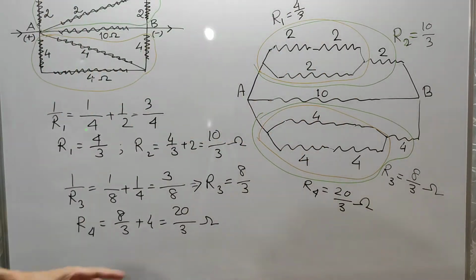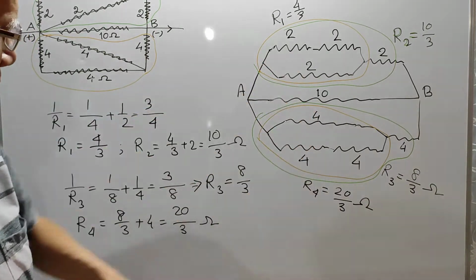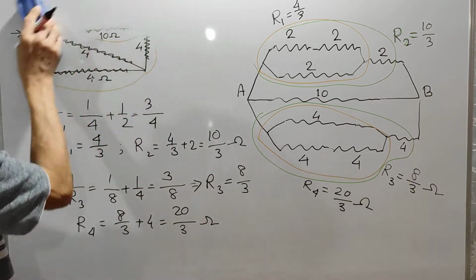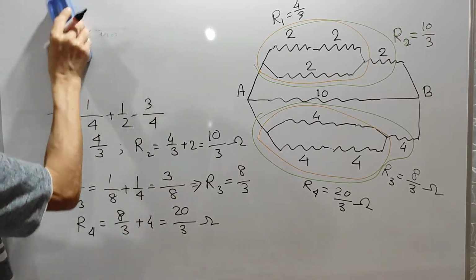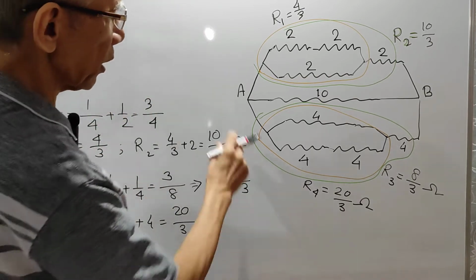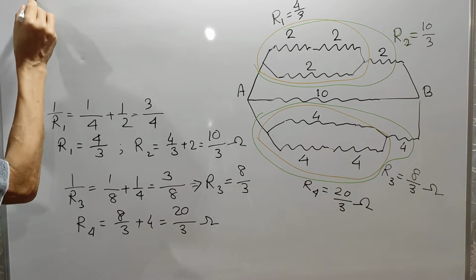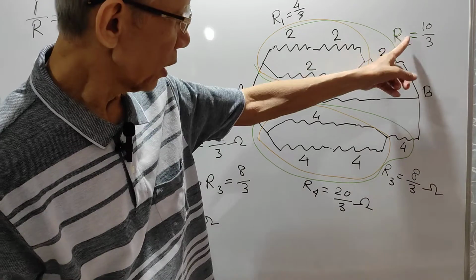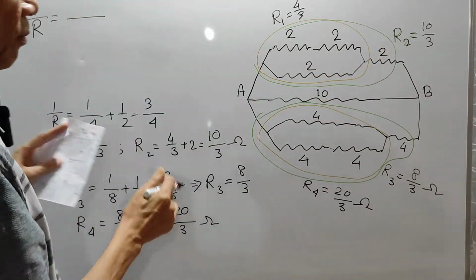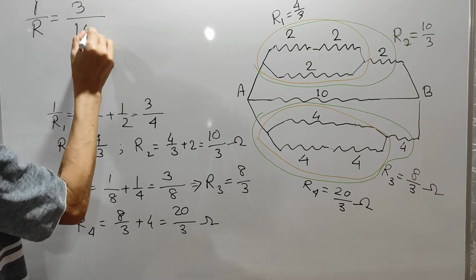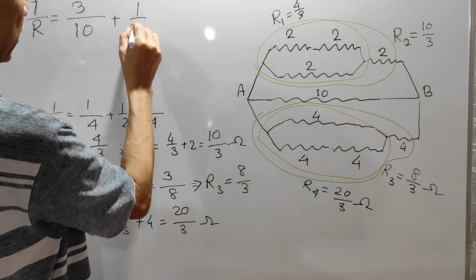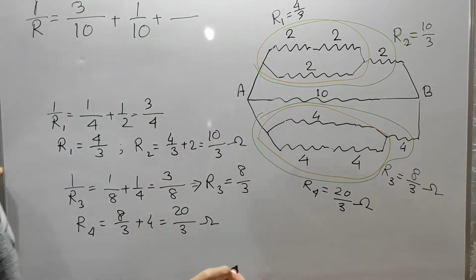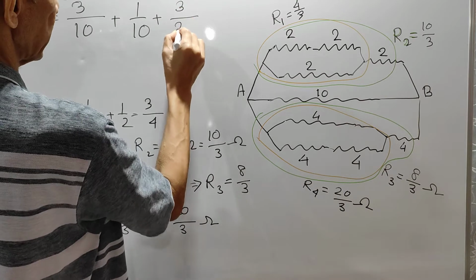Okay. Now let us calculate the whole thing. The upper part is 10 by 3, and below it, this whole group is 20 by 3, and the 10 in the middle. They are all in parallel. Suppose we call the whole thing R. So 1 by R equals 3 by 10 plus 1 by 10 plus 3 by 20.